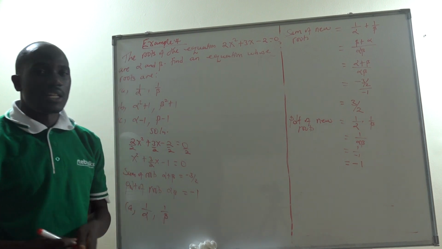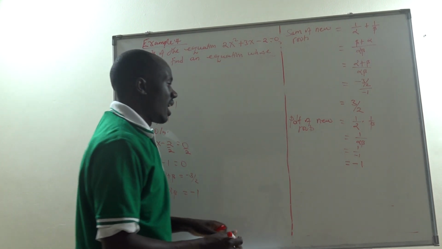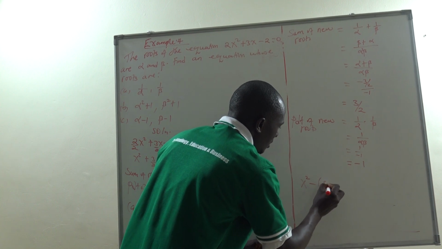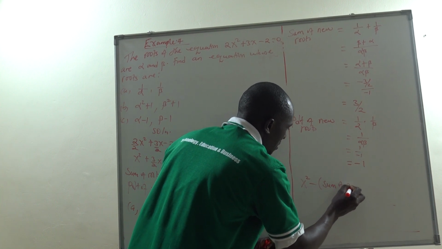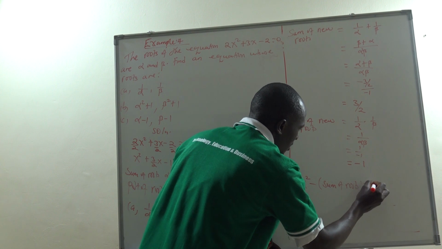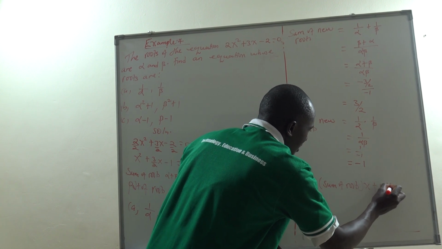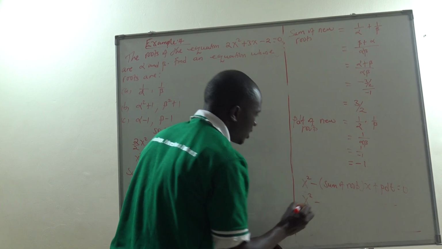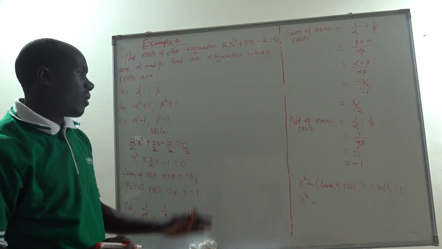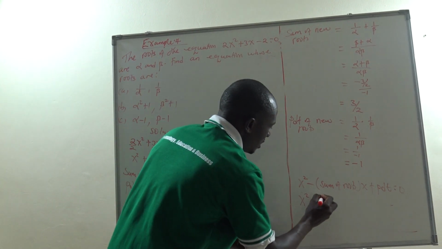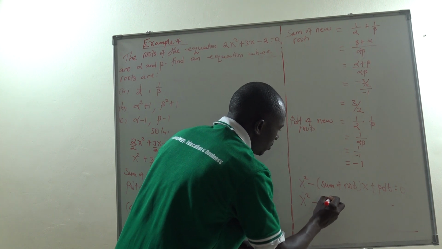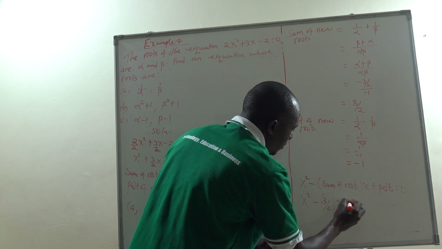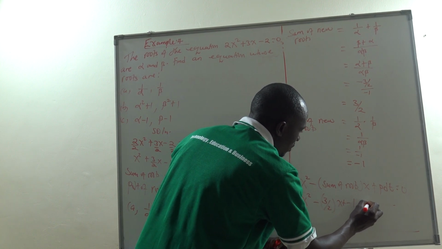So we write our equation, which is given as x squared minus sum of roots x plus the product equals 0. So this becomes x squared minus, do we know our sum? Our sum is already 3 out of 2 x. Our product is already negative 1, plus negative 1 equals 0.